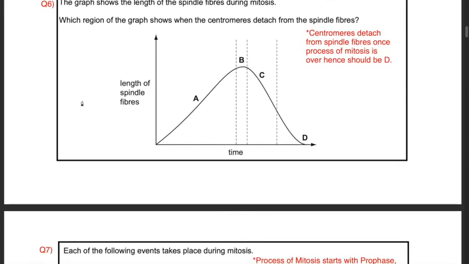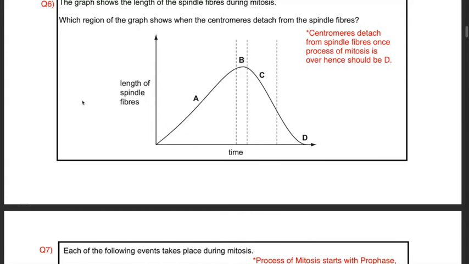Question 6. The graph shows the length of the spindle fibers during mitosis. Which region of the graph shows when the centromeres detach from the spindle fibers? Centromeres detach from spindle fibers once the process of mitosis is over. Hence, it should be D.